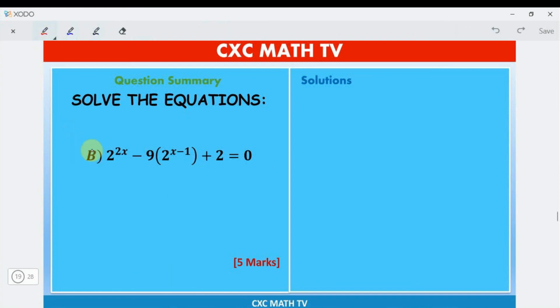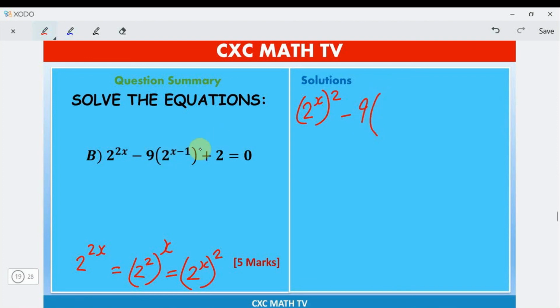Alright, so in doing this question, we notice we have 2 raised to the 2x. We can write this as 2 squared raised to the x, and because multiplication is commutative, we can write it as 2 to the x, squared. I hope we all see that. So in other words, this can be written as 2 to the x squared minus 9 times, in bracket, 2 to the x minus 1. That can be broken up as 2 to the x multiplied by 2 to the negative 1, plus 2 equals 0. No problem so far.